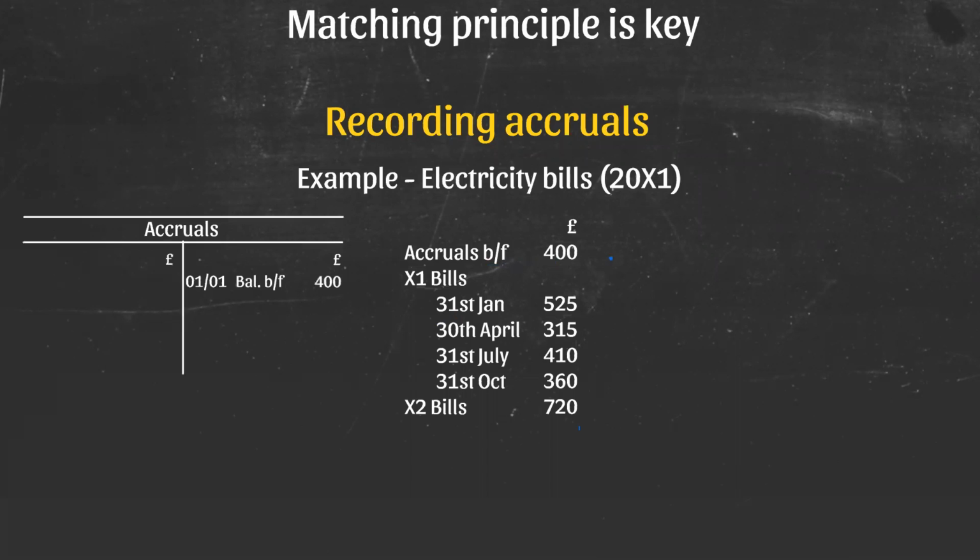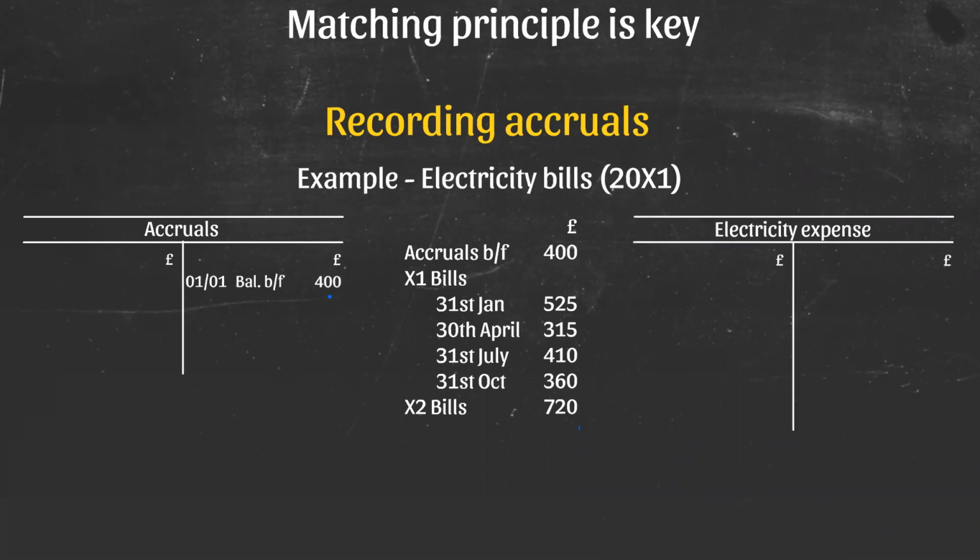Well, the first thing that we need to do is bring up our accruals account. We know that we have a £400 accrual that has been brought forward from the previous accounting period. So we've used this electricity in X0, but we now need to pay for the bill as a whole in X1. Okay, so we need to adjust for this to start things off. So the way that we do this initially is we cancel out the accrual. An accrual is obviously a liability, as we can see here.